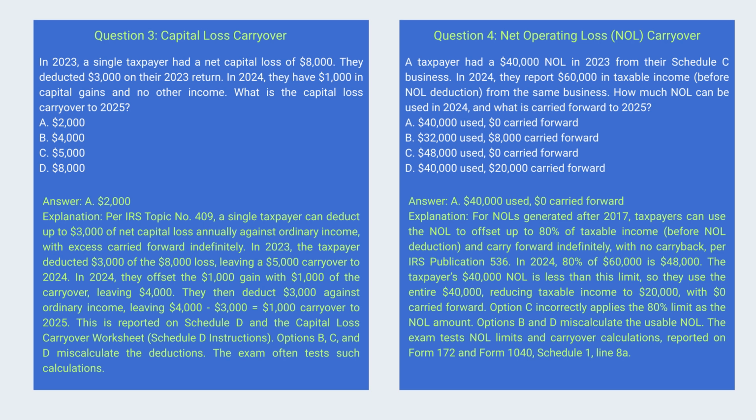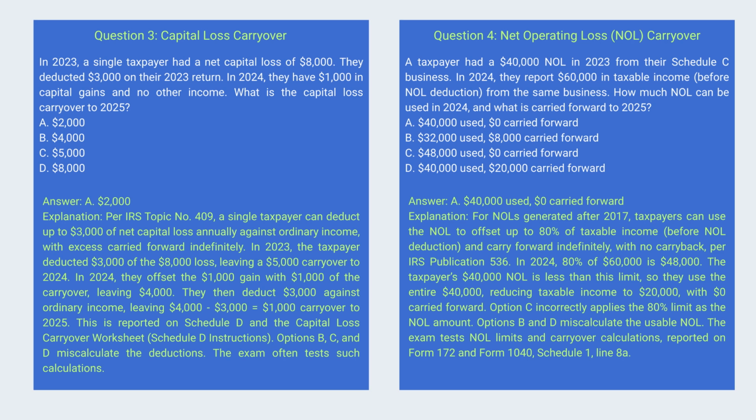In 2023, the taxpayer deducted $3,000 of the $8,000 loss, leaving a $5,000 carryover to 2024. In 2024, they offset the $1,000 gain with $1,000 of the carryover, leaving $4,000. They then deduct $3,000 against ordinary income, leaving $4,000 minus $3,000 equals $1,000 carryover to 2025. This is reported on Schedule D and the Capital Loss Carryover Worksheet, Schedule D instructions. Options B, C, and D miscalculate the deductions. The exam often tests such calculations.